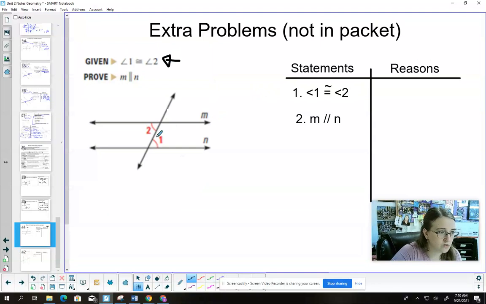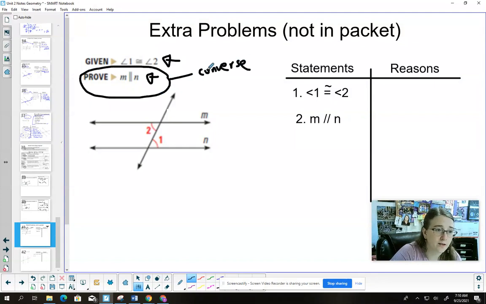So here is our given statement. We're given that angle 1 is congruent to angle 2. And hey, look again, we're trying to prove that the lines are parallel. If you are trying to prove lines parallel, that means we're going to be using a converse theorem. Because again, this is reversed from what we normally do. Normally, we start with the lines are parallel and we go from there. Here, since I'm trying to prove lines are parallel, a converse theorem is going to pop up.